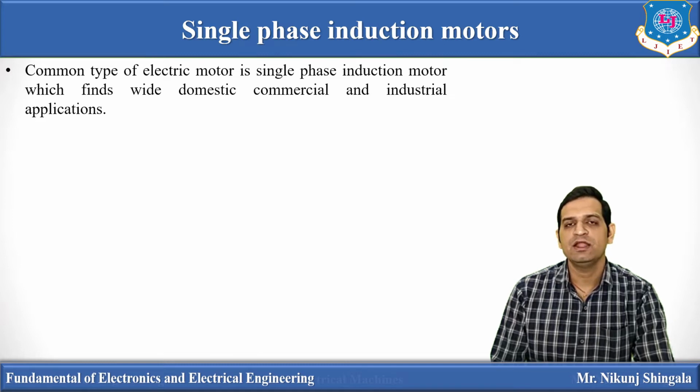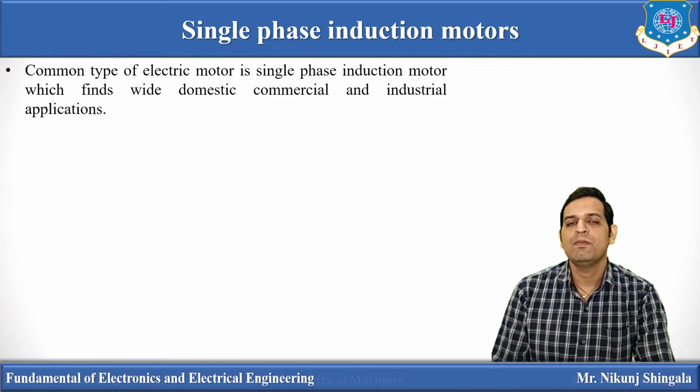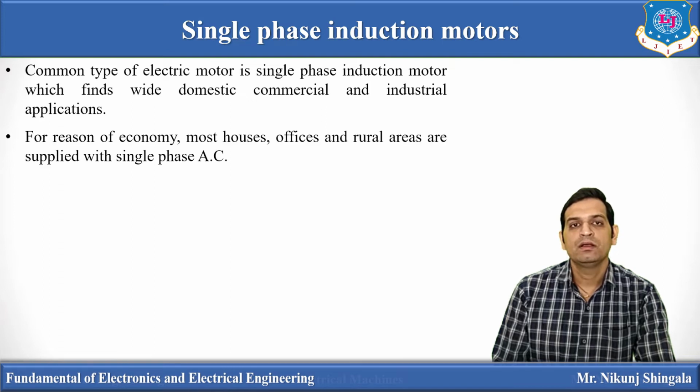The supply which we get in domestic houses and domestic industrial applications is single-phase supply. So all the appliances are single phase, and the electric motors used in domestic applications and small-scale industrial applications are single-phase induction motors, not three-phase induction motors. This is a common type of electrical motor which is widely used in domestic, commercial and industrial applications. For the reason of economy, most houses, offices and rural areas are supplied with single-phase AC supply.